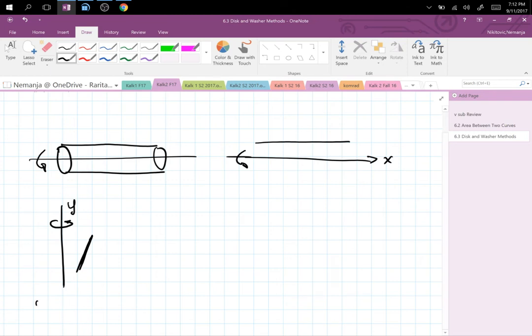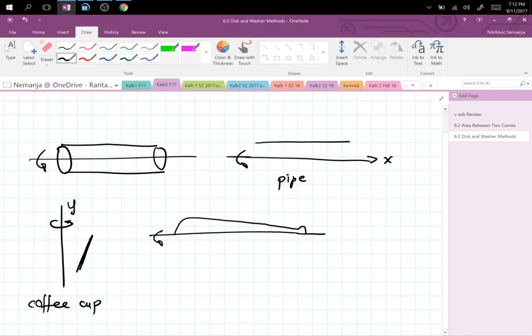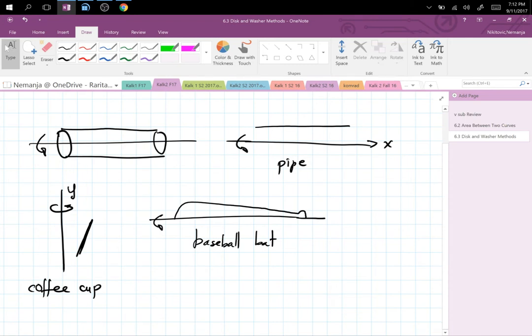So we have a coffee cup over here. We have a pipe over here. Let's see if I can draw this. What's that? Baseball bat, exactly. So that was on the x-axis. Light bulb.